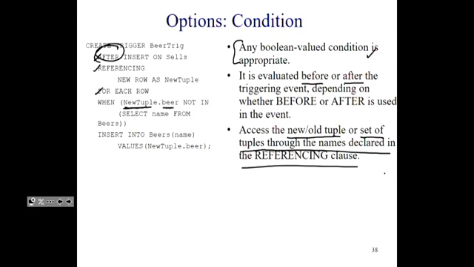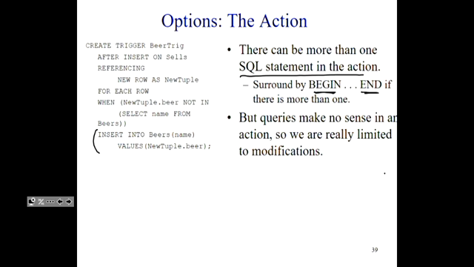Let's look at the final one, which is the action. The action in this case is simply inserting into beer's values new tuple.beer, but there can be more than one SQL statement in the action. In this case, you would surround by begin and end statements if there are more than one. But one thing to note is that all of these need to be modifications. Queries don't help, right? What would queries result in? They don't really result in any changes to the database. So queries don't make any sense as part of the action statement, so we are really limited only to modifications to the database.